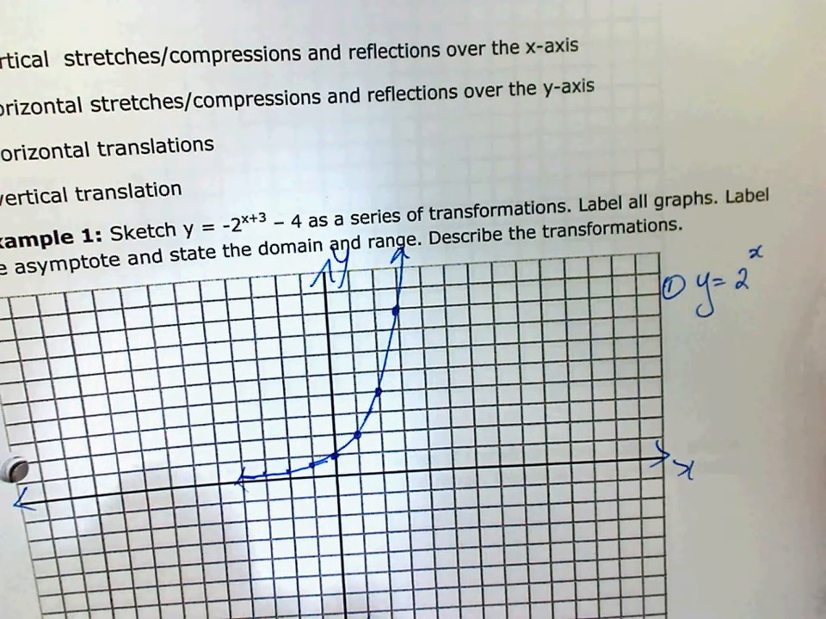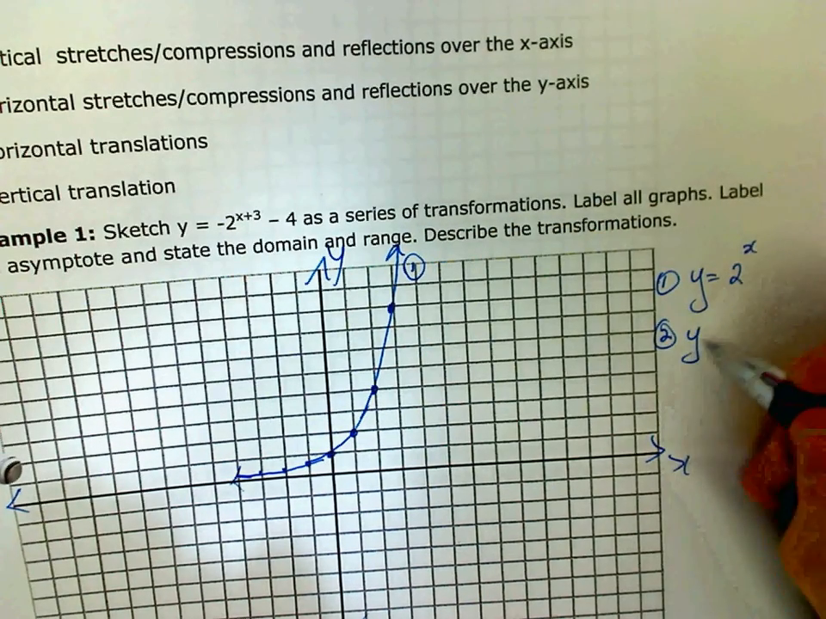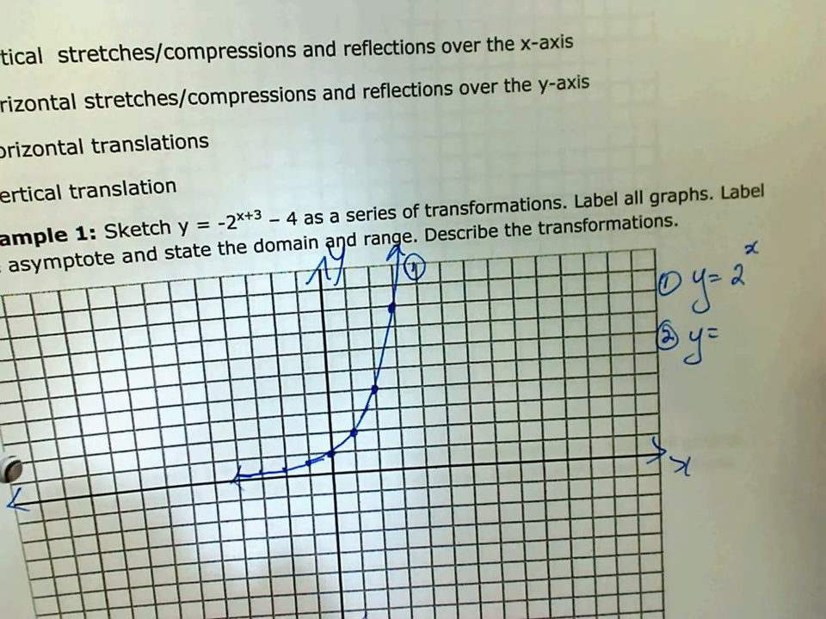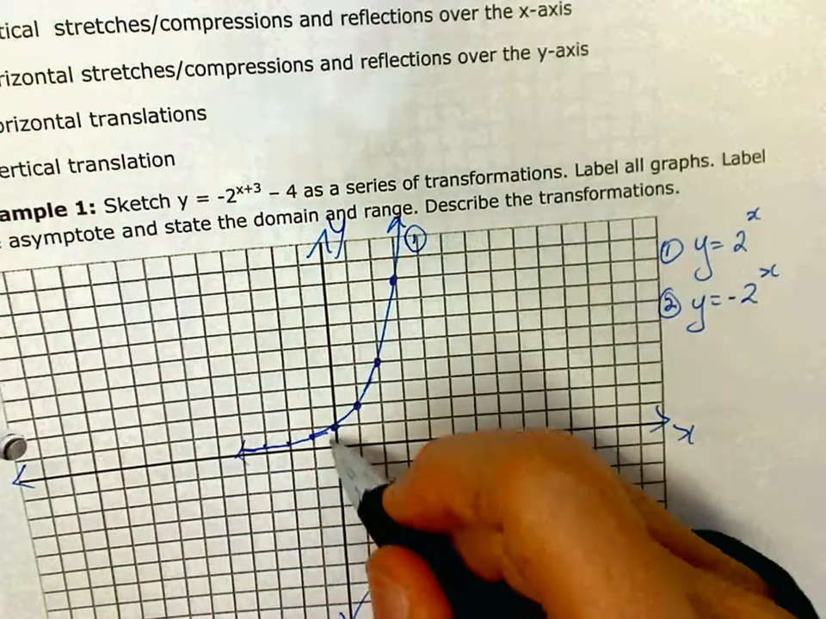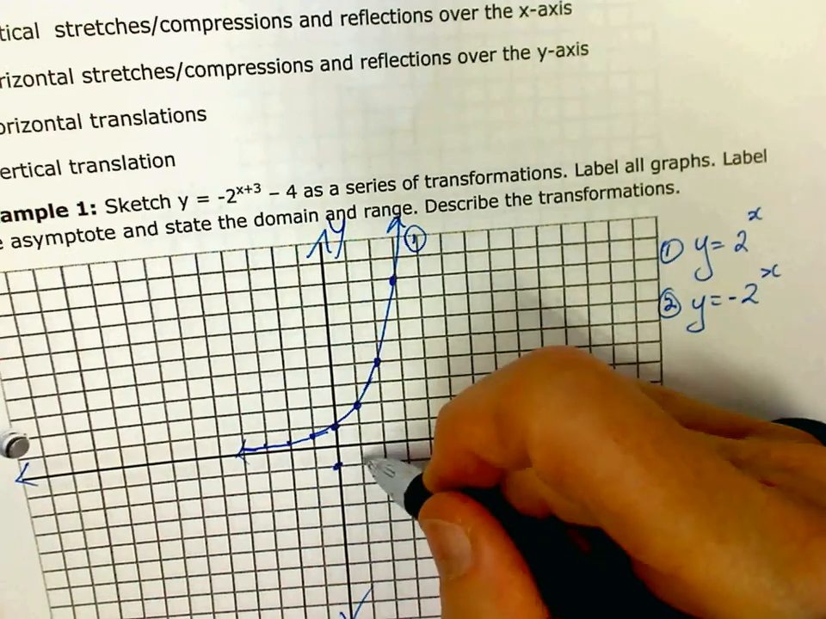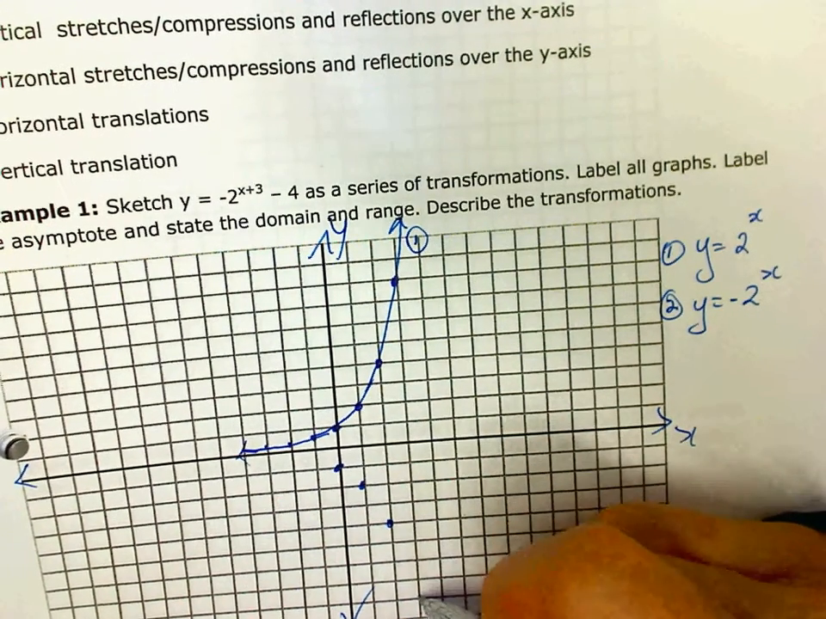What's the next graph? That is number 1. What's the next graph we're going to graph? So it's minus 2 to the x. So this gets reflected down there. This gets reflected down there. 4, 5, 6, 7, 8.